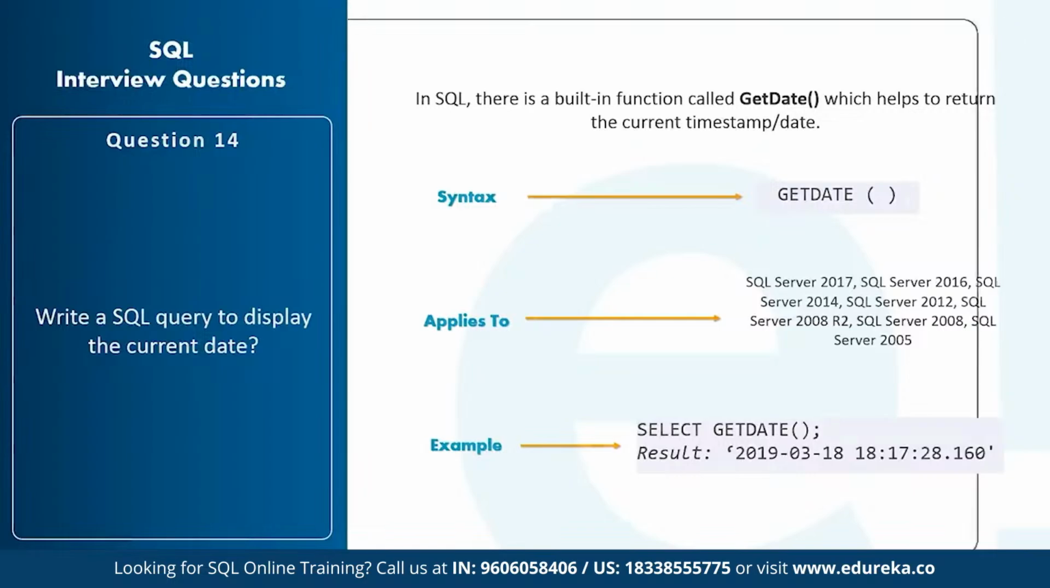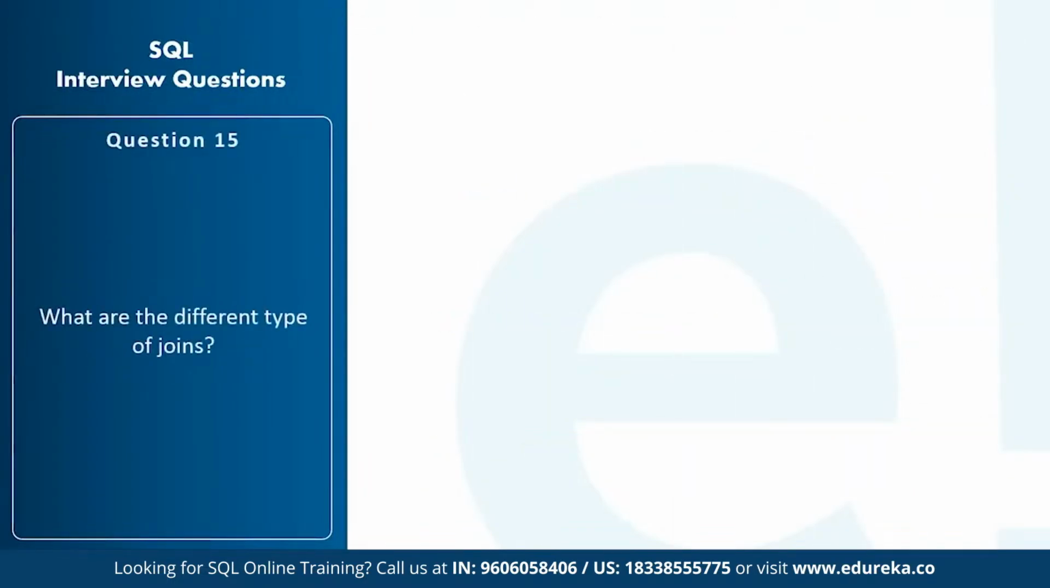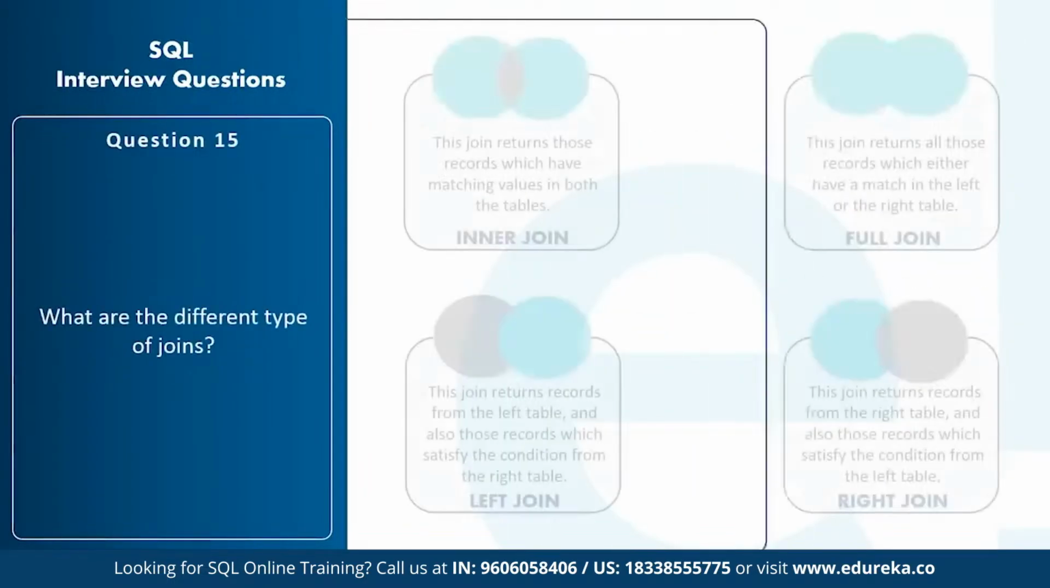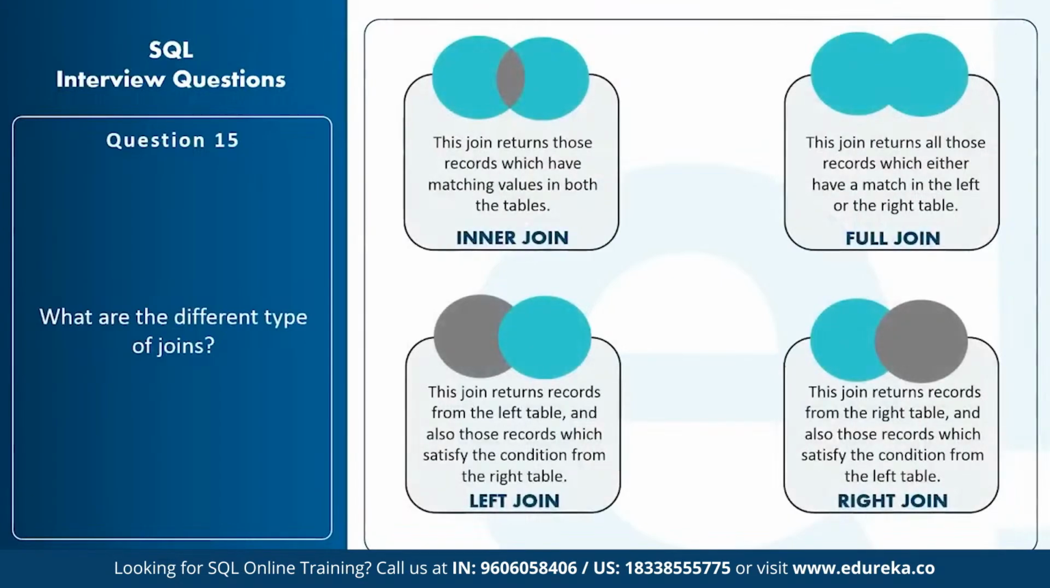Now, moving forward to the next question, that is, what are the different types of joins? As I mentioned before, there are mainly 4 types of joins that you need to talk about: the inner join, the full join, the left join, and the right join. Talking about the inner join, this join returns those records which have matching values in both the tables. Consider 2 tables, table A and table B. When you apply the inner join on both of these tables, the output would be all those records which have matching values in both table A and table B.